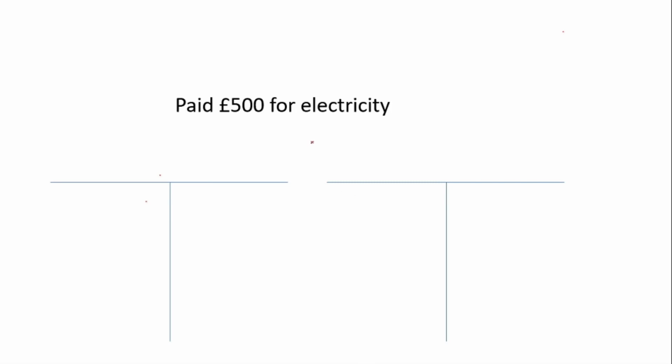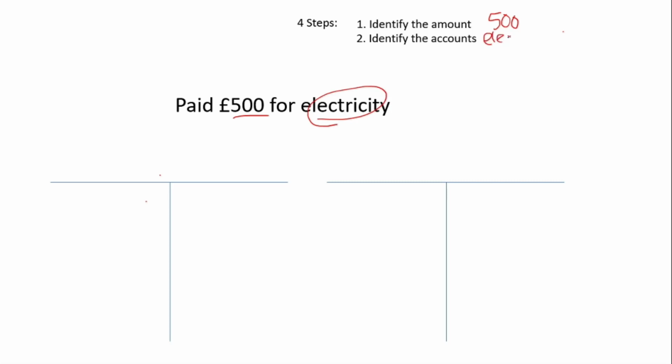Next, they pay £500 for electricity. So using the 4 steps, identify the amount, it's £500. So we're going to write that down here. Step 2 is identify the accounts. Well, they've given us a hint here. It's electricity. So we're just going to write that down here.